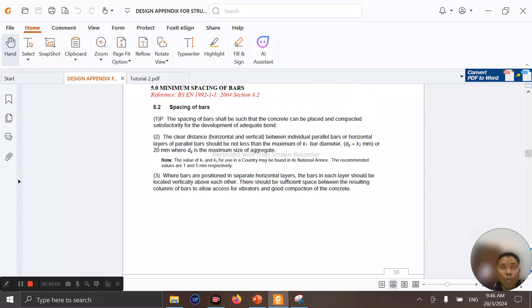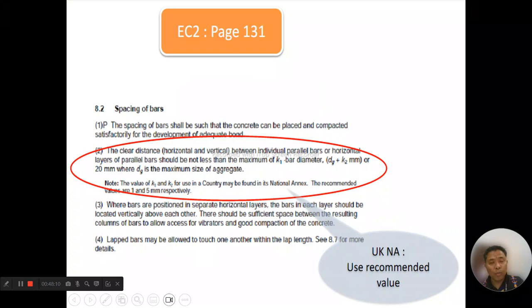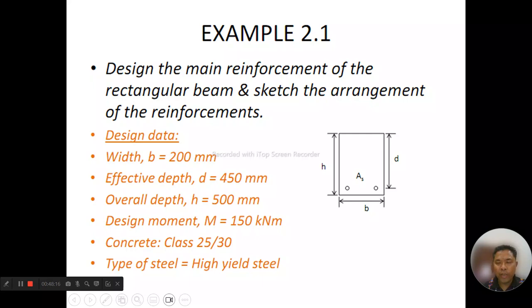Buku yang asal memang tebal. So kalau yang asal memang page 131. So you jangan pening kenapa yang ni 131, yang tu page 10. Okay. I think we do one example, which is focusing on this diagram.